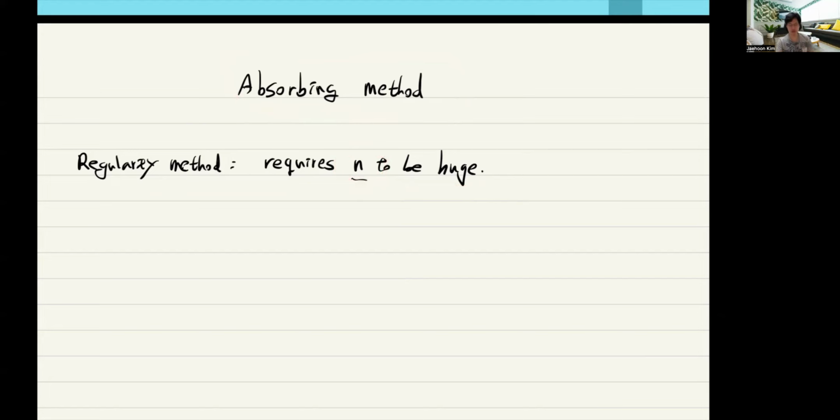And in many cases, this has some advantage over the regularity method in various ways. Sometimes it's better to use this absorbing method to get a better bound. And also, this absorbing method is more general. It's not just to get spanning structure. For other types of problems, for example, graph decomposition problems, can you find the exact decomposition or other things? This kind of method is useful.